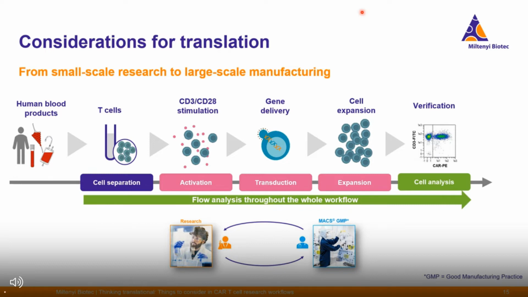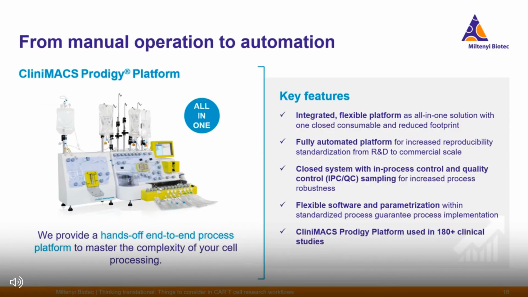of the final product. And we integrated and developed a broad range of products that are used in research and clinical settings. And yeah, using such products already in the research phase enables a seamless transition of your whole research workflow to the CliniMACS Prodigy platform, where GMP compliant CAR T cells can be manufactured automatically and in a closed system.